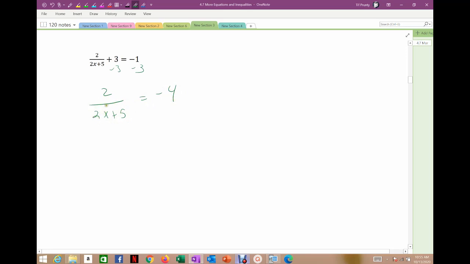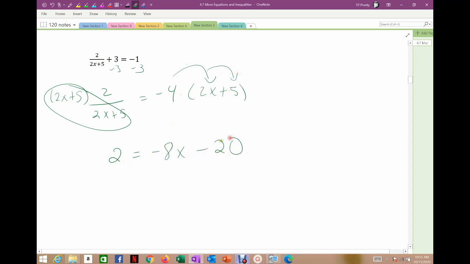And if I wanted to, I could treat this like the last example. I'm going to get rid of the divide by 2x plus 5 by multiplying both sides. This is like the first example. Multiply both sides by that 2x plus 5. Those reduce, leave me with 2 on that side. I've got the negative 4, I've got to distribute. So I get negative 8x minus 20. So move the 20 over. So 22 equals negative 8x.